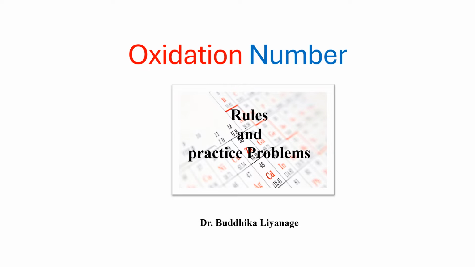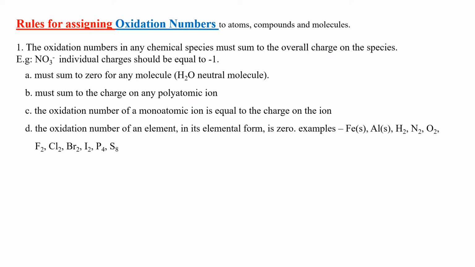Oxidation number. Let's talk about the rules and practice problems, how we can determine the oxidation number of neutral molecules and ions. Let's see what the rules are when we are assigning oxidation numbers for polyatomic anions, cations, and molecules.